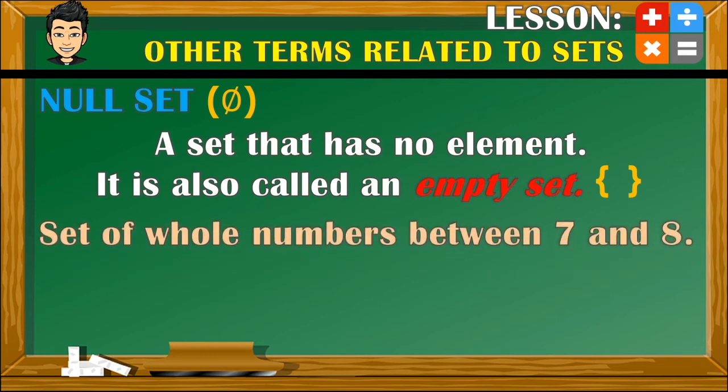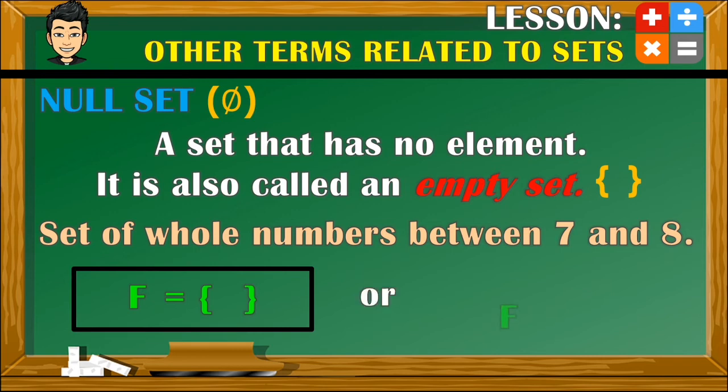Let's have this example. Set of whole numbers between 7 and 8. Let's name our set as set F. Obviously, there are no whole numbers between 7 and 8, only decimals. So therefore, this is an example of an empty set, or we can also use the symbol for null set.